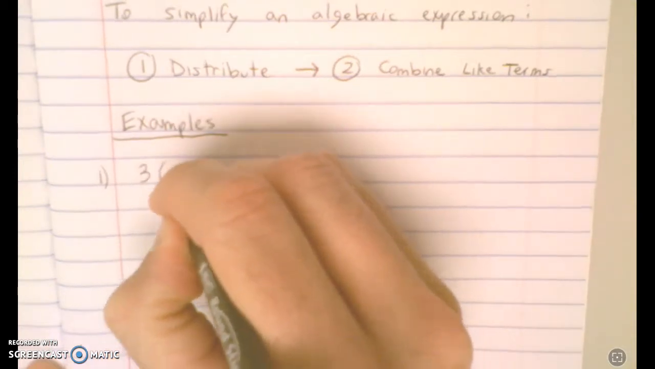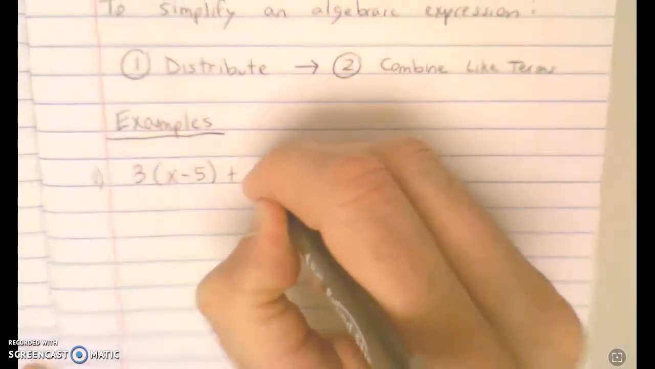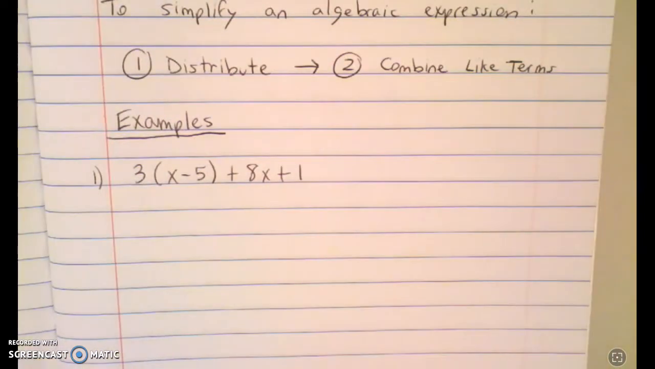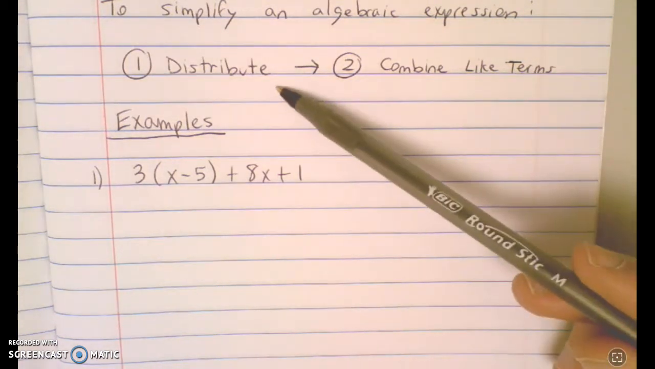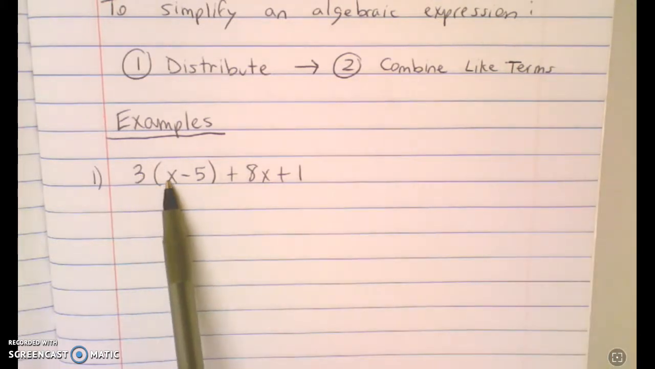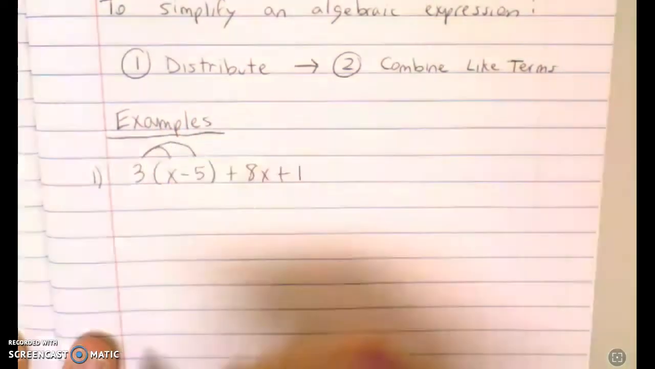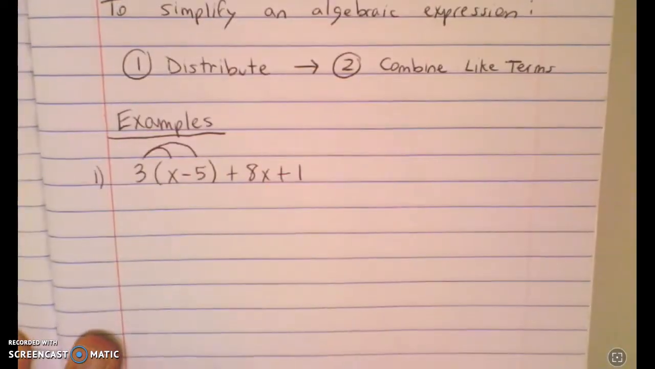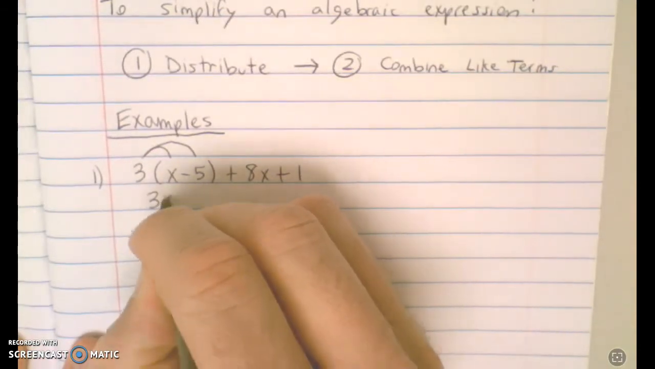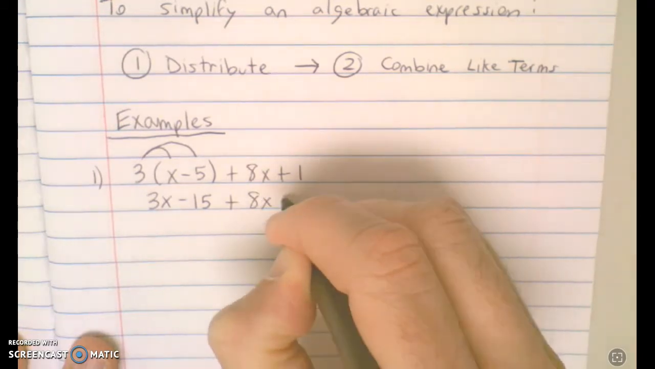Let's look at 3 parentheses x minus 5, plus 8x plus 1. So to simplify this expression, we have to first distribute and then combine like terms. So we're going to distribute the 3 to what's only inside of the parentheses, because you only distribute to what's inside the parentheses. So 3 times x is 3x. 3 times negative 5 is negative 15. And then I'm just going to rewrite the 8x and 1.